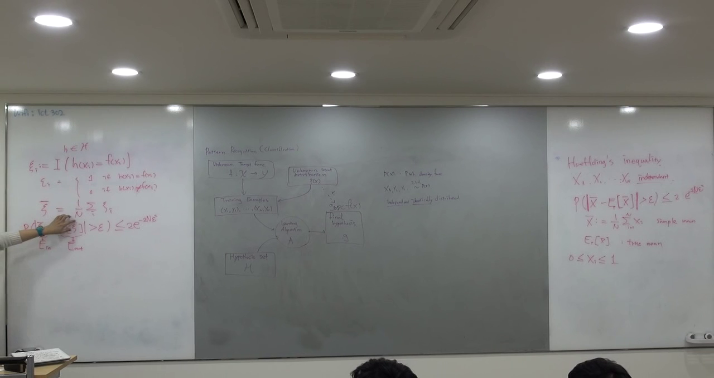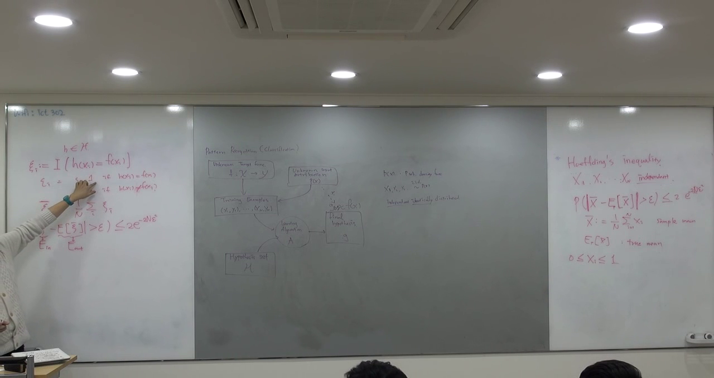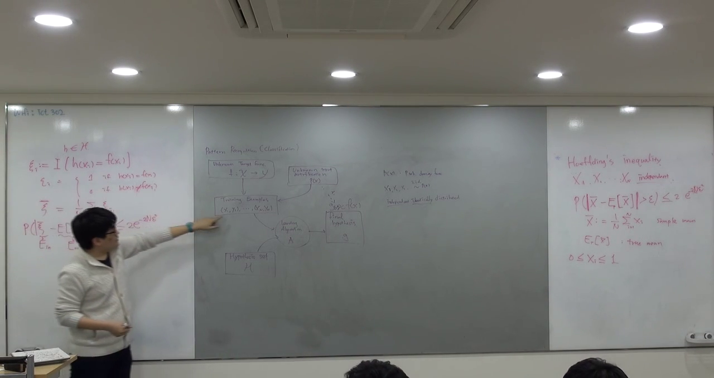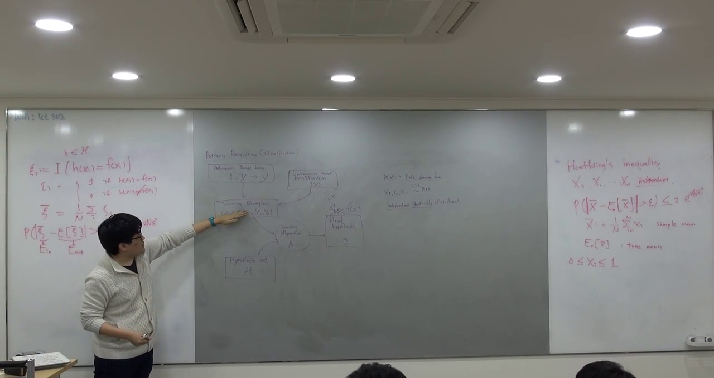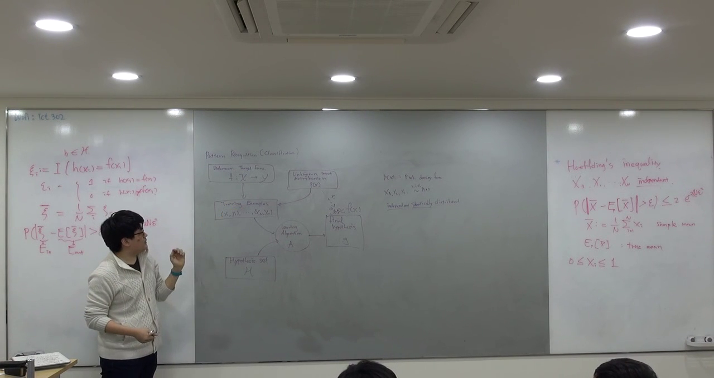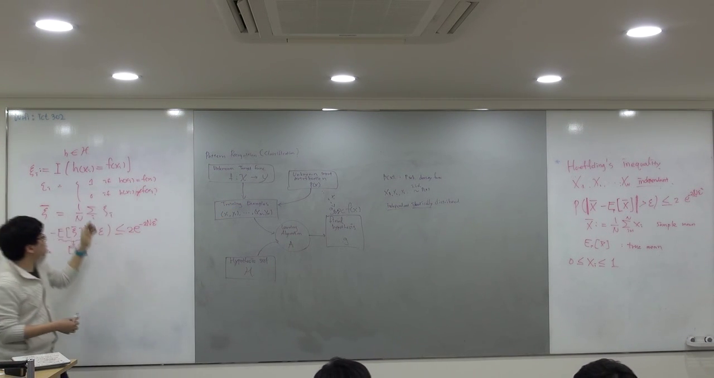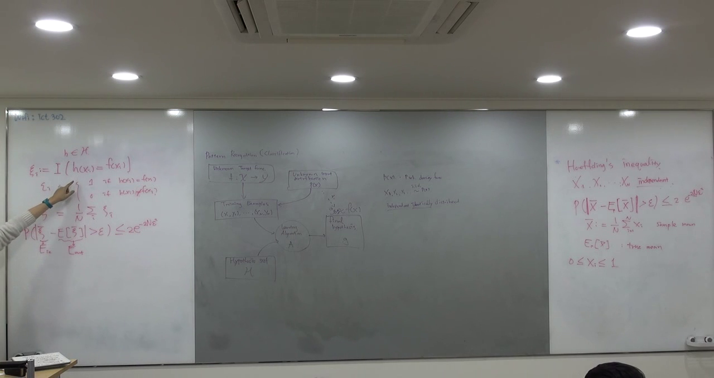Do you follow that this is a training error? It's the number of mismatches from the training data. It's the number of mismatches of your hypothesis.